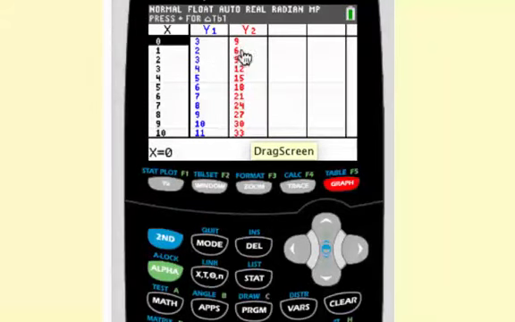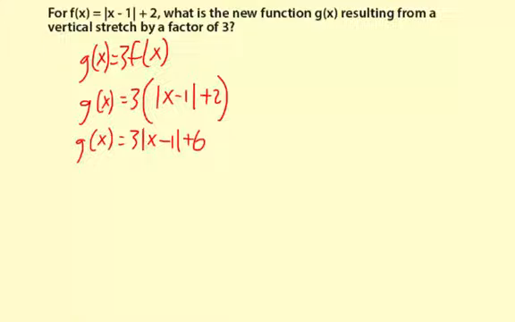3 times 3 is 9, 2 times 3 is 6, then 9, 4 times 3 is 12, and so on and so forth. So that's definitely a vertical stretch by 3. So this g of x is definitely the vertical stretch by a factor of 3 for f of x.